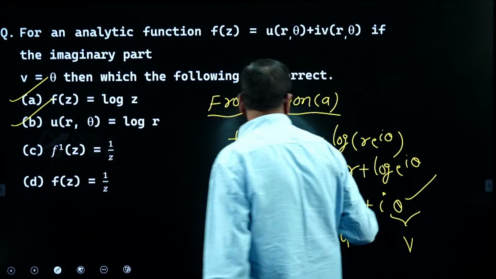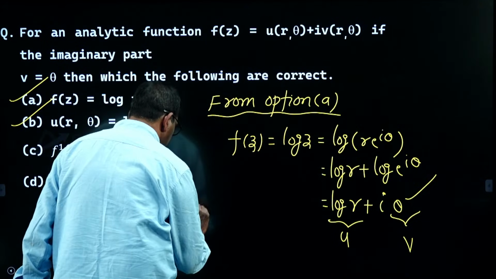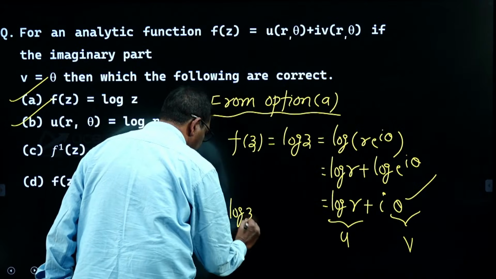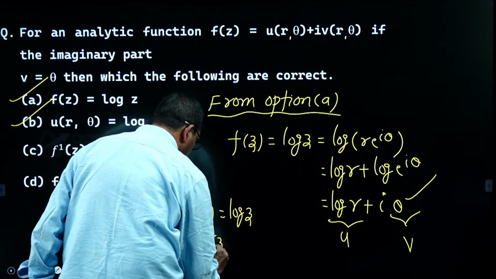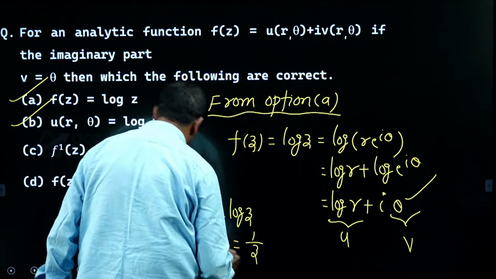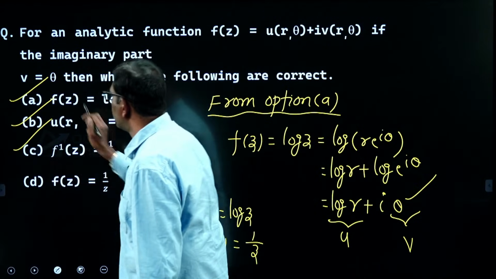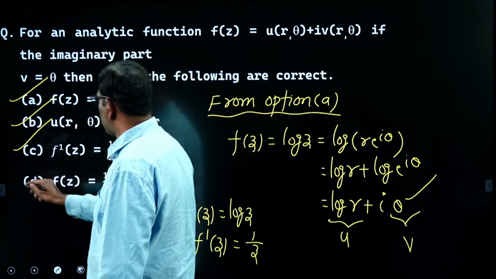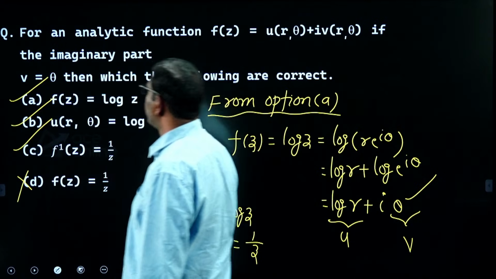Now, f of z equal to log z is correct. What is its derivative? The derivative is 1 by z. F dash of z is 1 by z, that is also correct. F of z equal to 1 by z is wrong, because we have already verified that f of z is equal to log z.